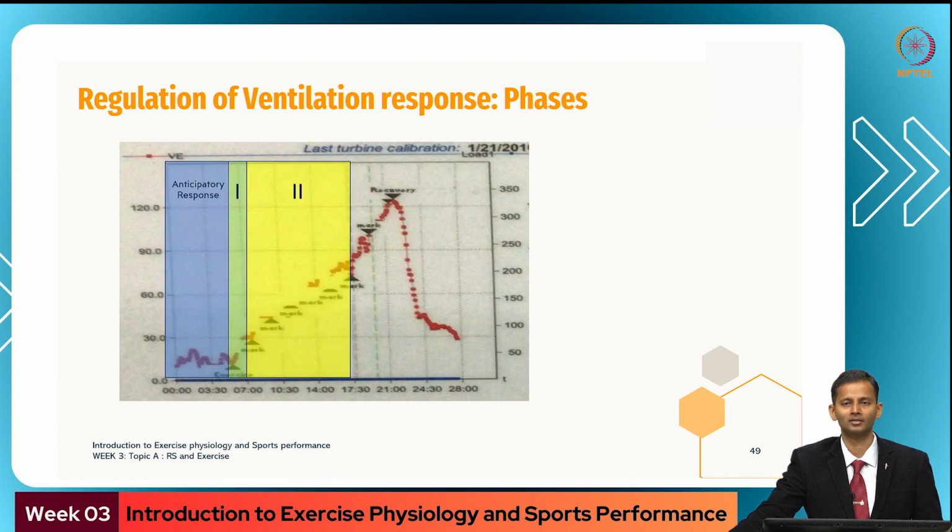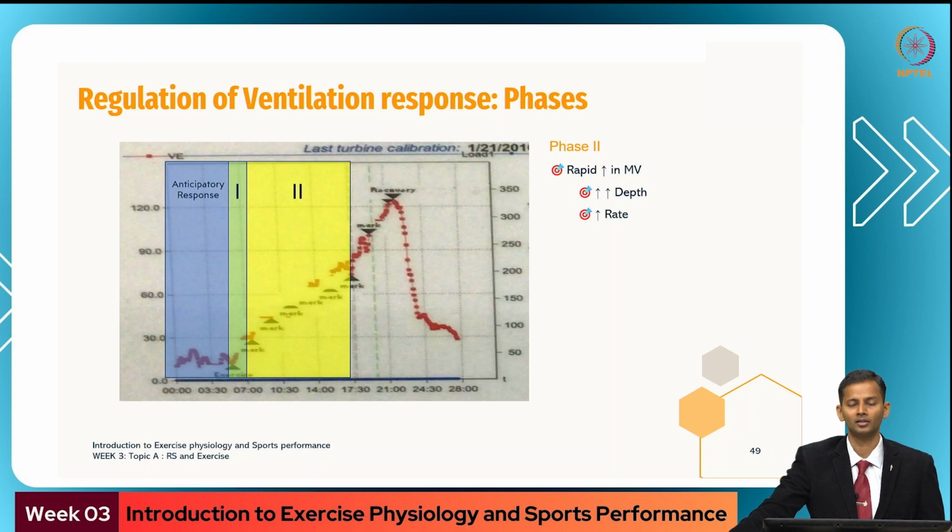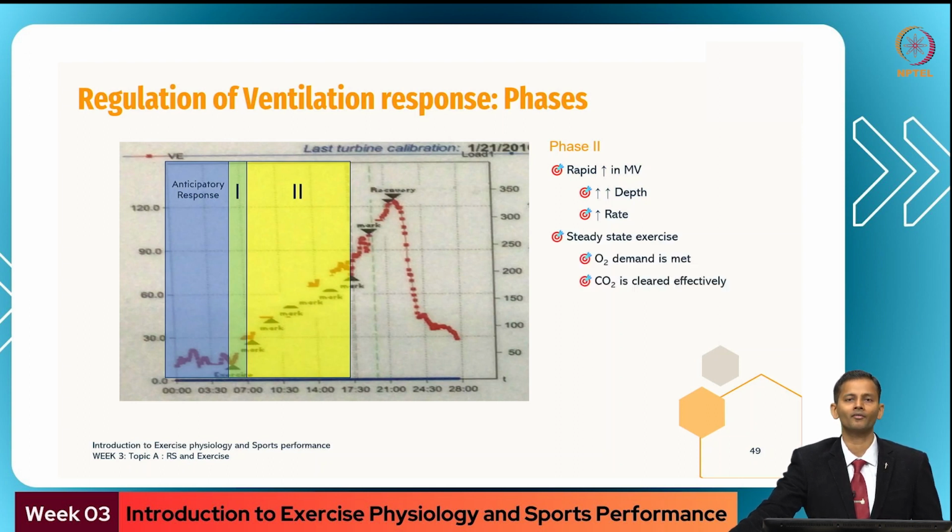Subsequently, the increase in demand is met by increasing the depth predominantly, that is by increasing the alveolar ventilation, and to an extent by increasing the rate. This particular phase is called the steady state exercise, where the demand for oxygen is met and the carbon dioxide is cleared effectively. We have also studied the steady state exercise during our discussion on cardiovascular response to exercise.